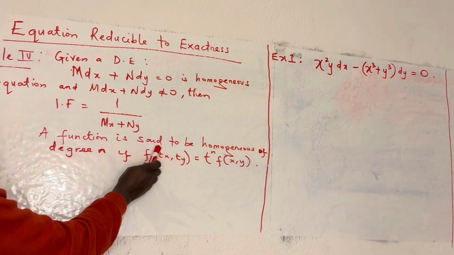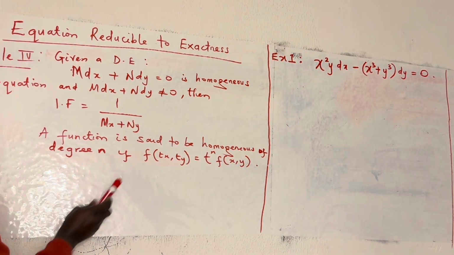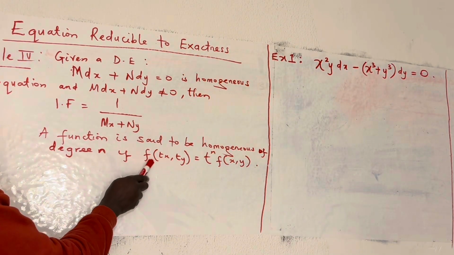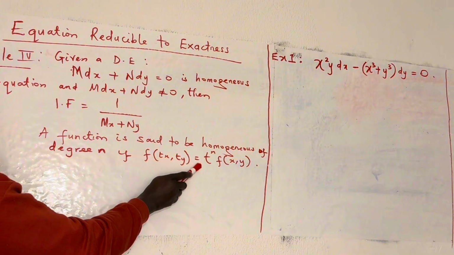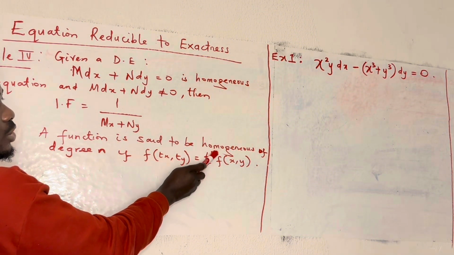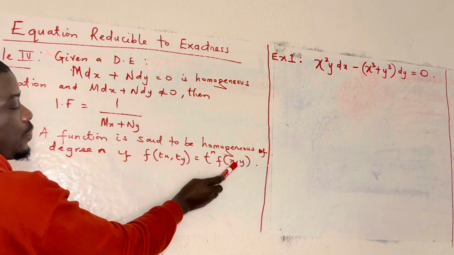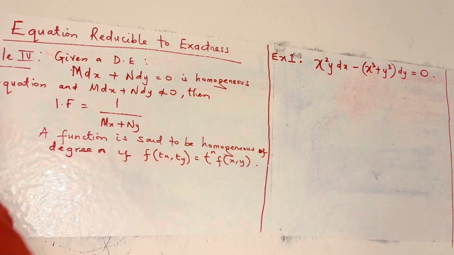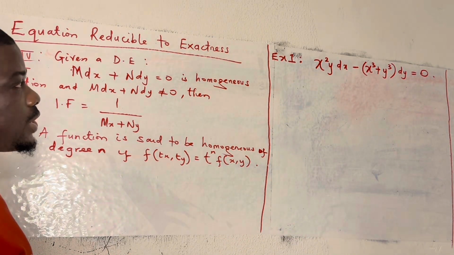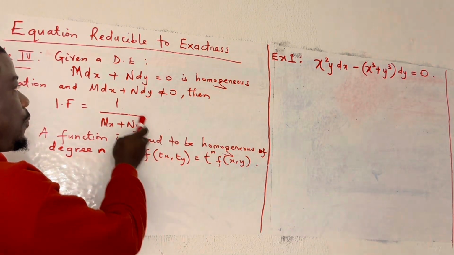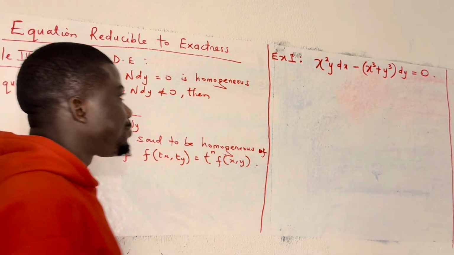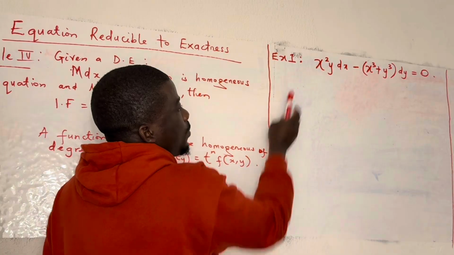Now, when do we say a differential equation or a function is homogeneous? A function f is said to be homogeneous of degree n if f of tx and ty is given as t raised to power n times the function of x and y. Now, let us demonstrate an example of a differential equation that is homogeneous. Look at this example 1.